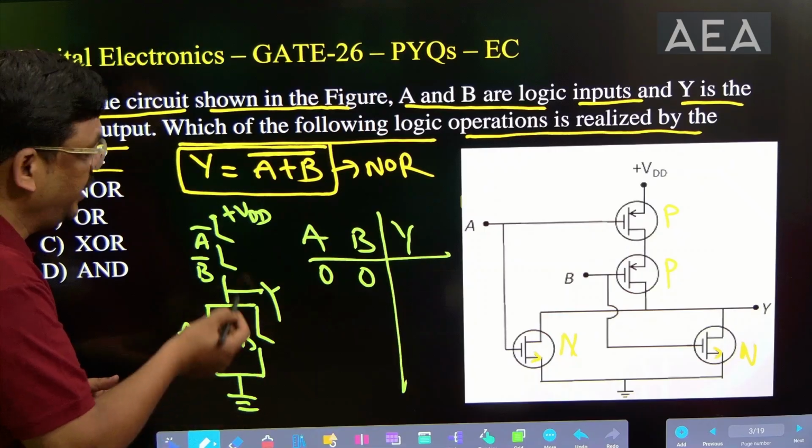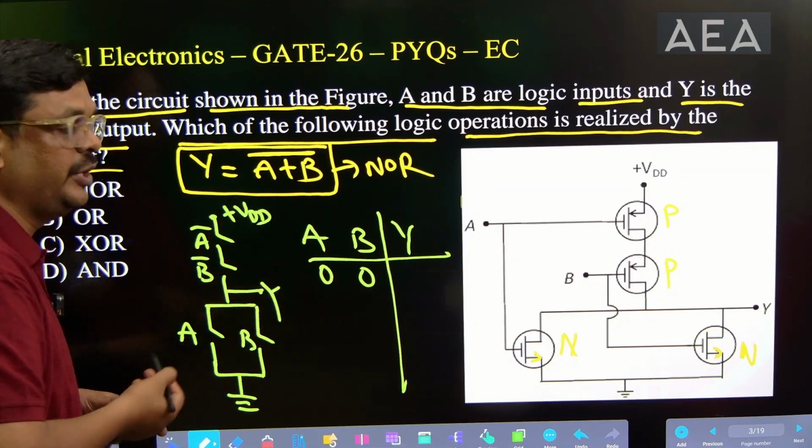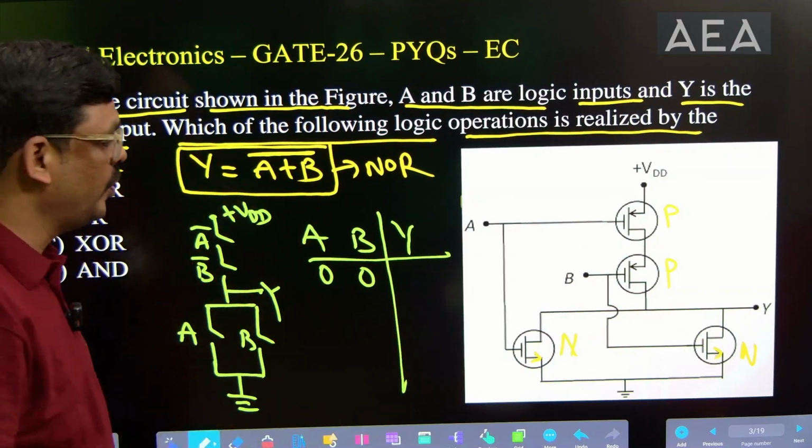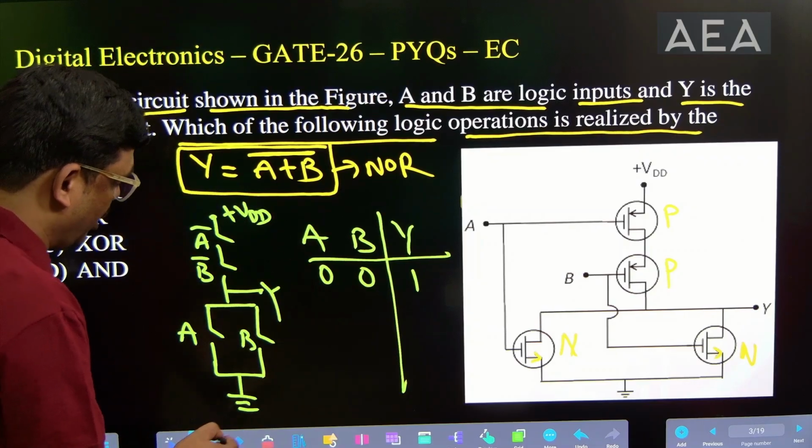Because these two are open circuited, whatever current comes from the VDD is directly connected to the load side, so the output gives 1. So we will get the output as 1. And similarly, I am taking another combination.